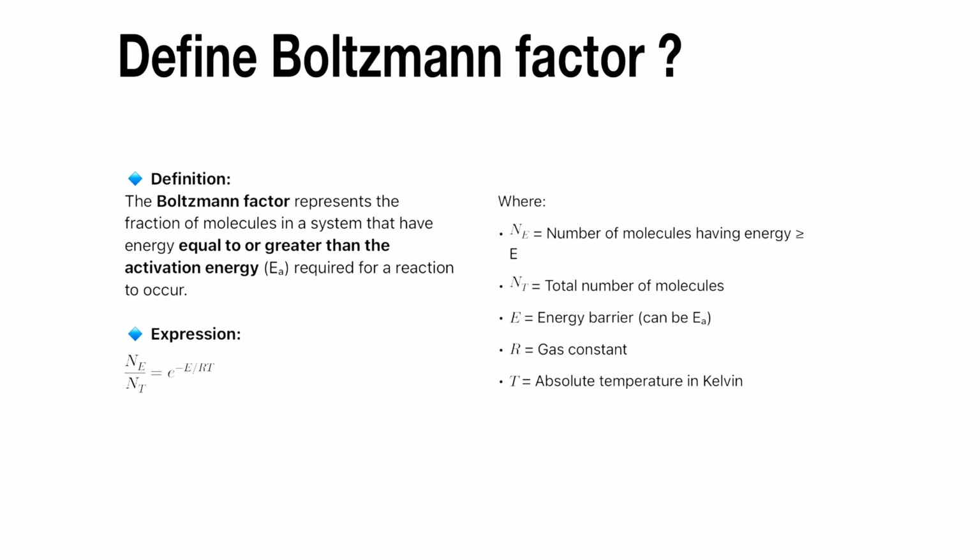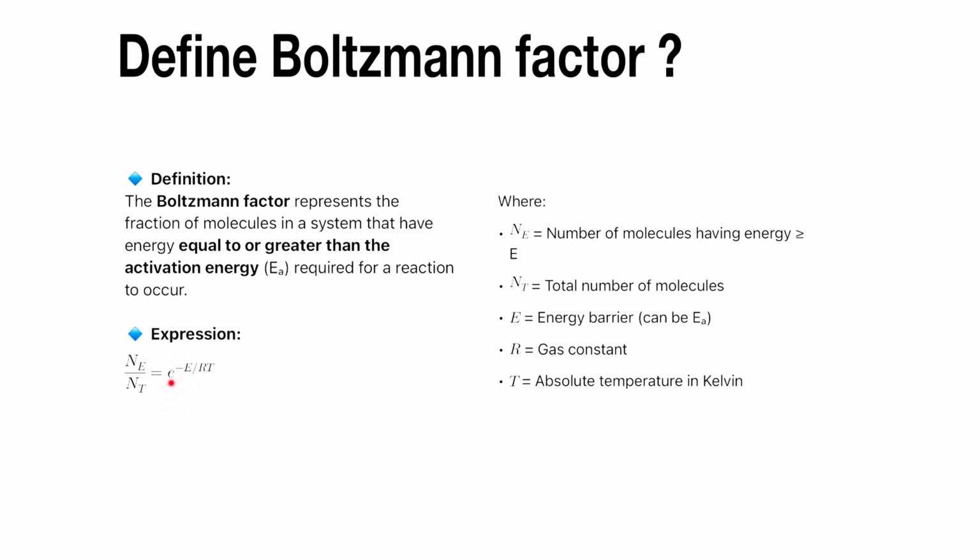Now, see the equation. Ne, the number of molecules having energy equal to or greater than activation energy, divided by the total number of molecules. So it's a fraction, right? And that fraction is equal to e raised to minus Ea by RT. Correct, right? And you remember, this factor we can see in the Arrhenius equation also.